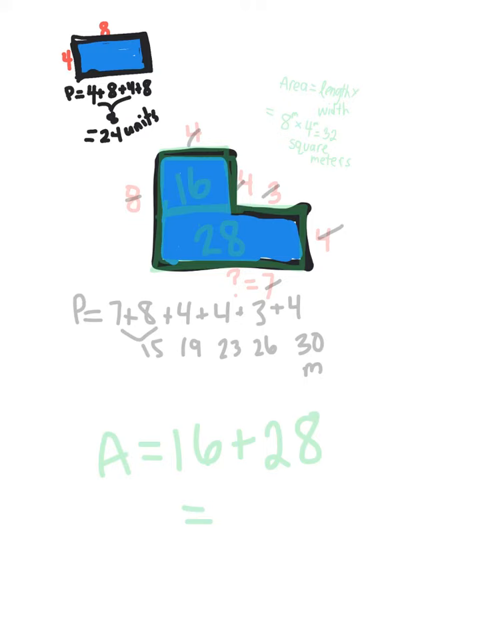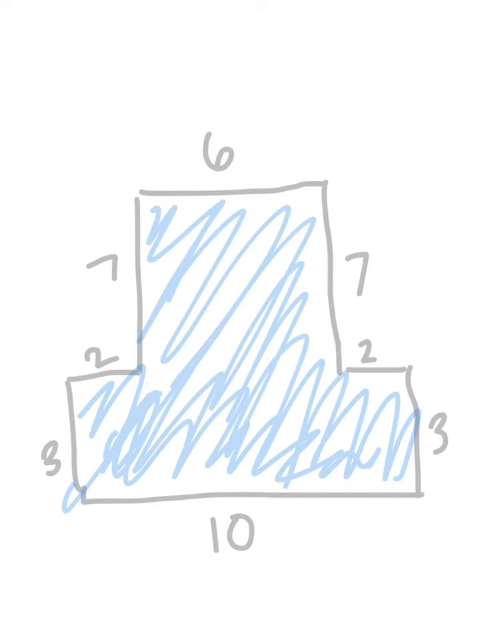What's 10 plus 20? That's 30. And what's 6 plus 8? 14. So that equals 44. Area is always measured in square units. So this is square meters. So the area of this pool is 44 square meters.